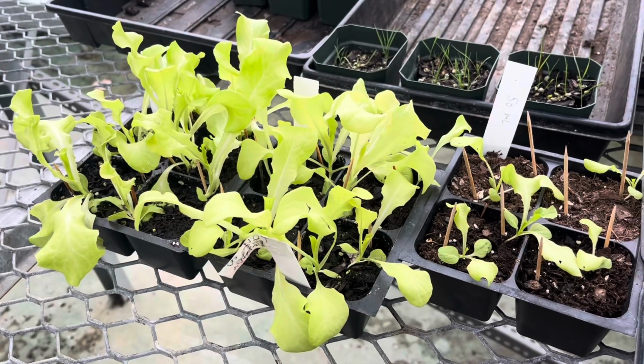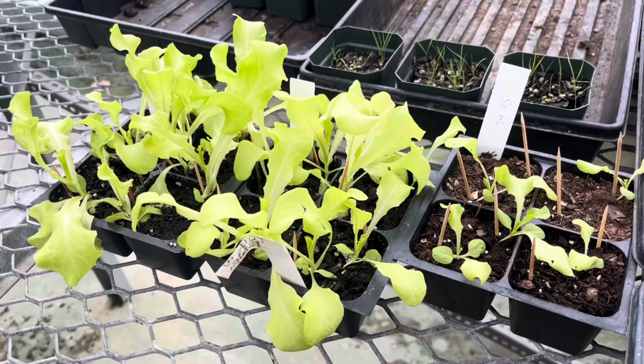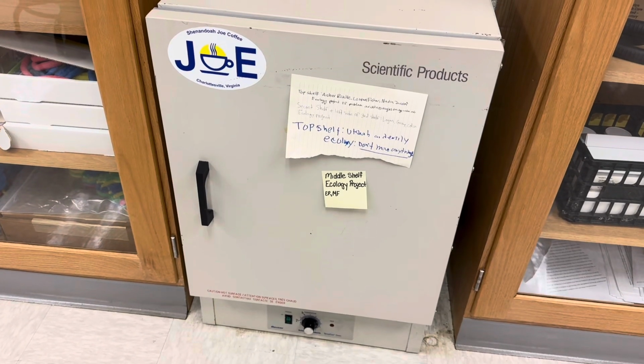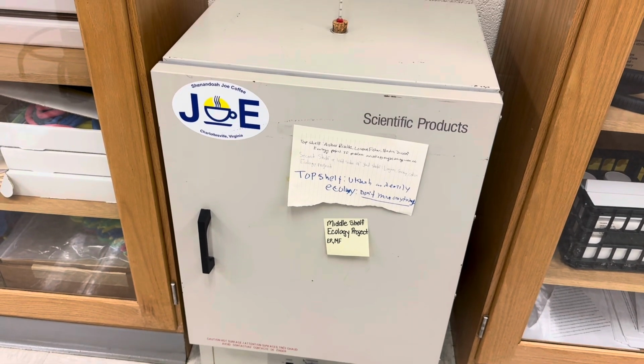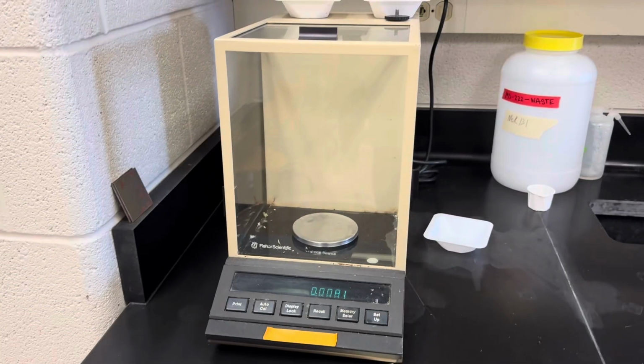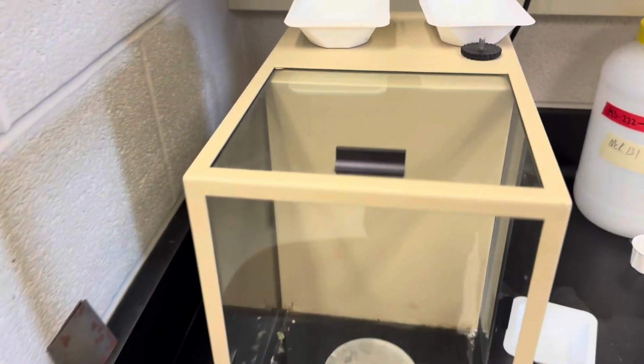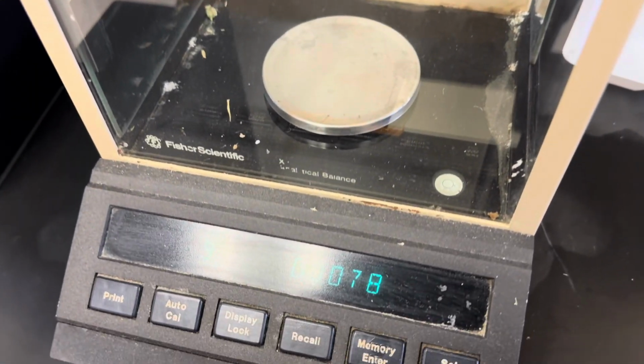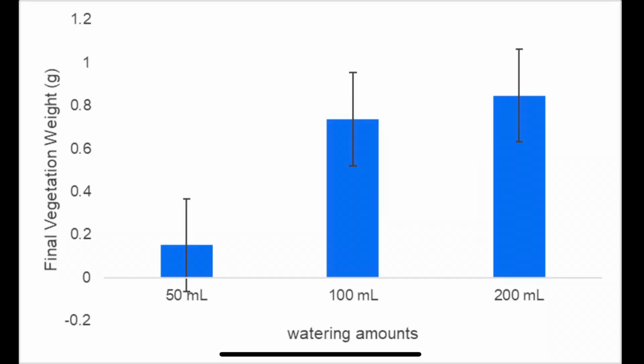Then as you can see here, this was our final day to check in on the plants, and they had grown a lot. We then took the plants and placed them in this drying oven overnight in order to get the dry mass. The next day, we took each of the plants, placed them in a weigh boat, and weighed them out in order to get the dry mass. We then recorded the data and created this graph.